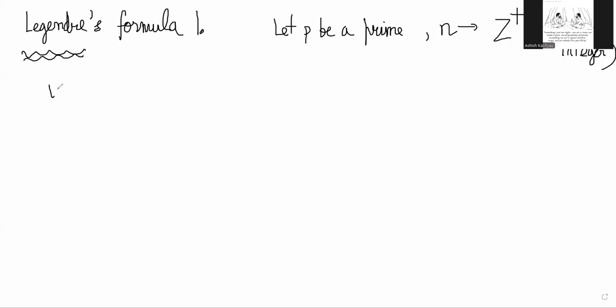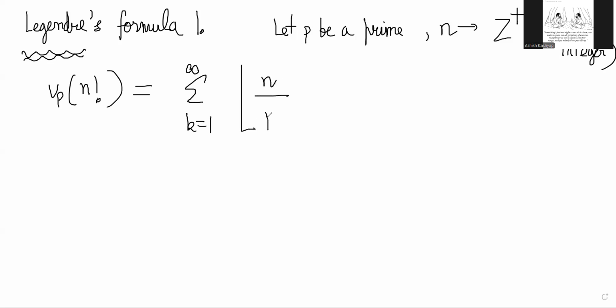Then v_p(n!). He has given us a formula to calculate this. So that comes out as a summation of k goes from 1 to infinity of the floor function of n by p^k.